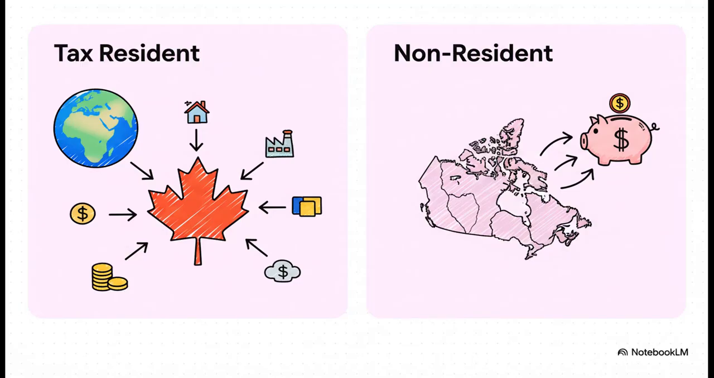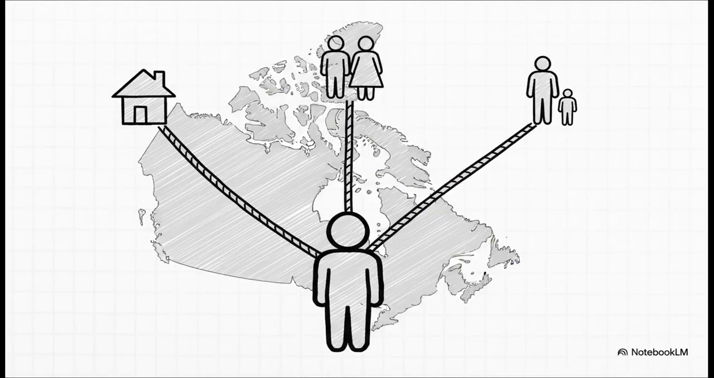And here's the fundamental difference laid out clearly. If you're a tax resident, you're taxed on your worldwide income. That means income from your job in Canada and rental income from a property you own abroad. It's all part of the same picture. But if you're a non-resident, you're only taxed on the income you actually earn in Canada. It's a massive distinction. So how is this residency status actually determined?